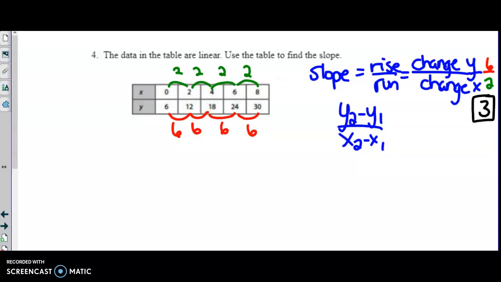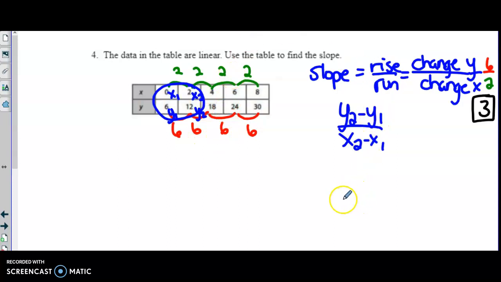But you don't have to do it that way. Some of you didn't like looking at the sequences and finding the pattern and the common difference. You could also just pick any 2 points. It doesn't matter which 2 points. I'm going to pick these first 2 points. My first x value is going to be x1, and my second x value will be x2. Same thing down here: the first one will be y1 and y2.